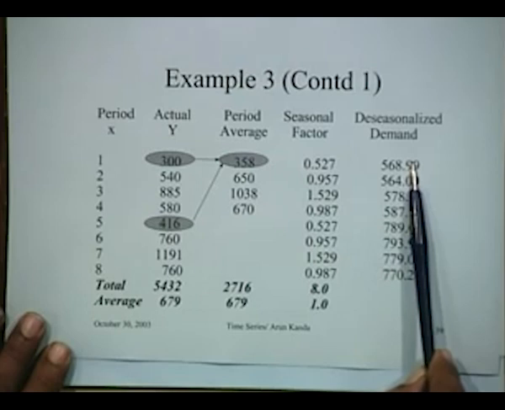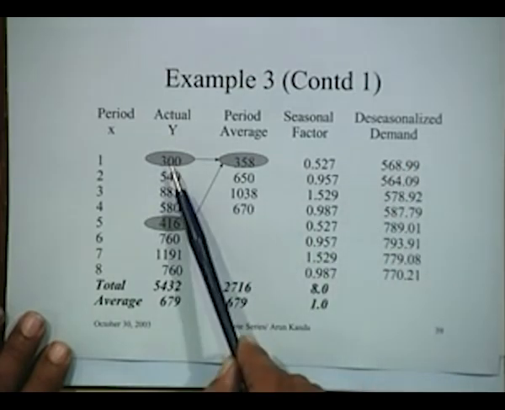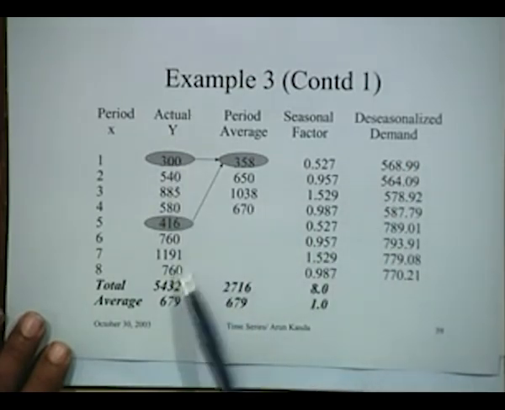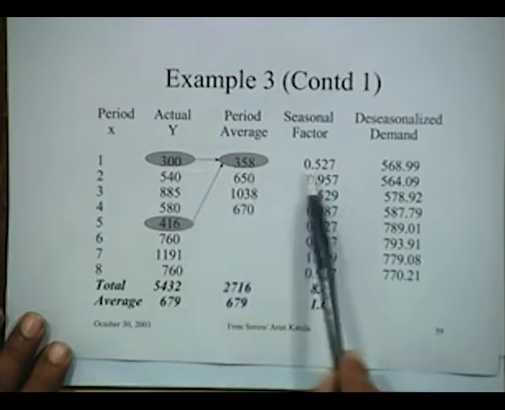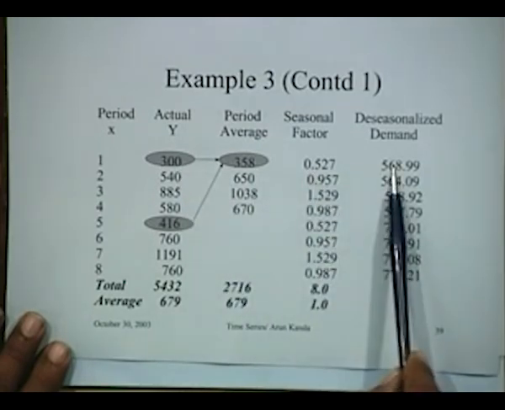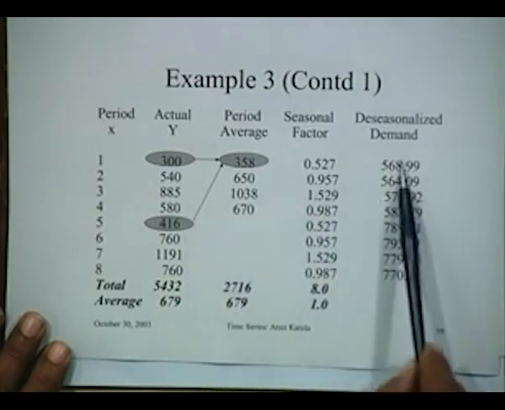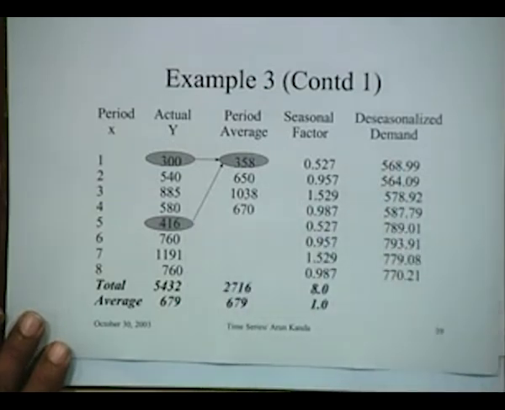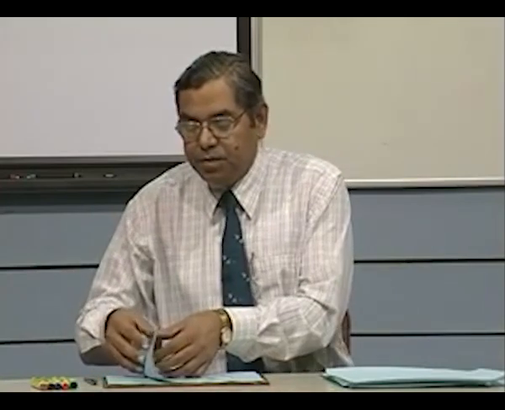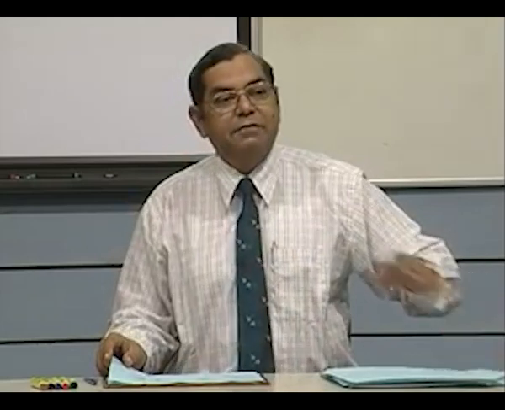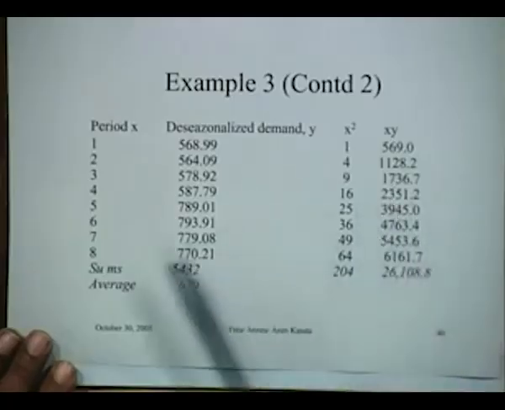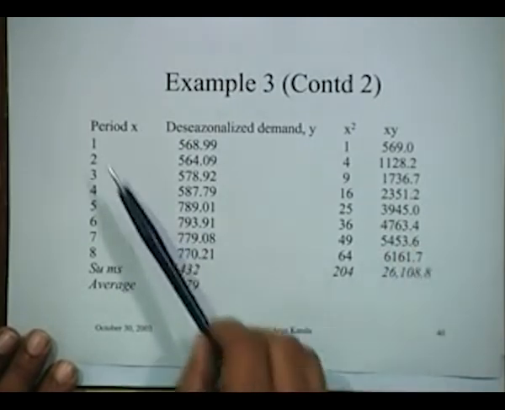How do you get the deseasonalized demand? You have to take the actual divided by the seasonality factor that you have. So 300 divided by 0.527, you get this particular value, and similarly you get these values which are now deseasonalized demands. Then from the deseasonalized demand, we have to identify the trend. So to the deseasonalized demand, you fit the regression equation. So these are the values.